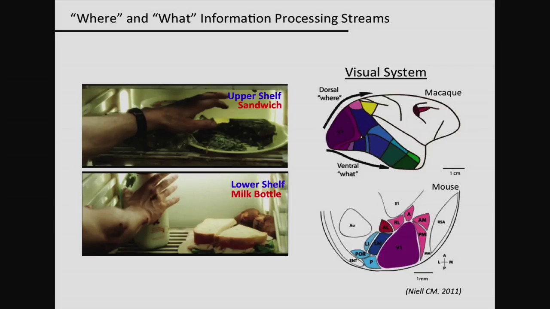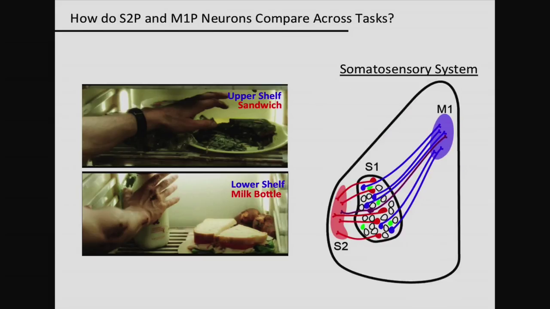So within primary visual cortex, there are considered to be two divergent streams of information processing up to higher cortical areas, where one stream is thought to underlie identifying an object's location, a so-called dorsal stream, and a ventral stream, which is thought to underlie extracting information about the object identity. And so the question, next slide, is whether or not this forms some similar conceptual principles that you might see in a somatosensory system.